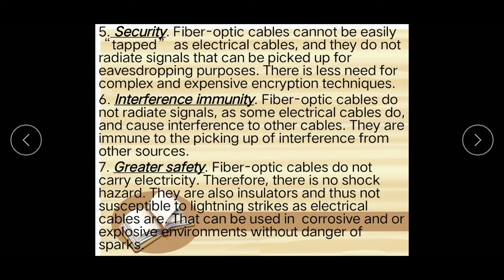And number 6, interference immunity. Fiber optic cables do not radiate signals as some electrical cables do and cause interference to other cables. They are more immune to picking up interference from other sources.